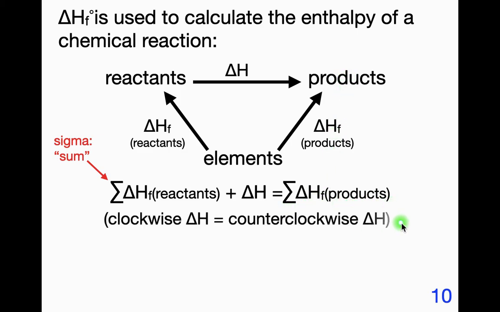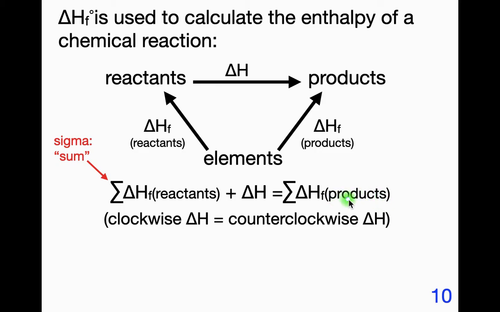And another way of looking at this is that the counterclockwise delta H's are going to be equal to the clockwise delta H's. So this arrow and this arrow go clockwise. If we add those two together, we'll have exactly the same amount of energy associated with that path as we would have going along this path, which is the counterclockwise.